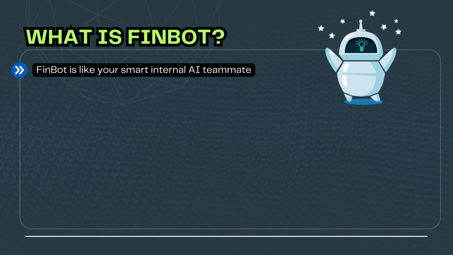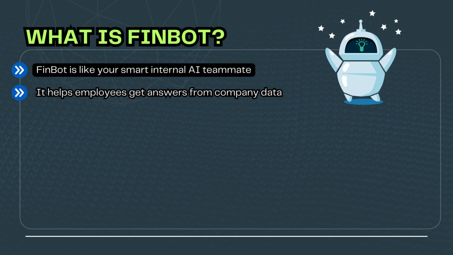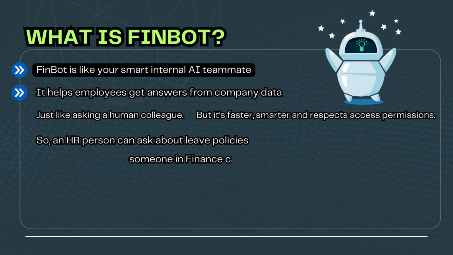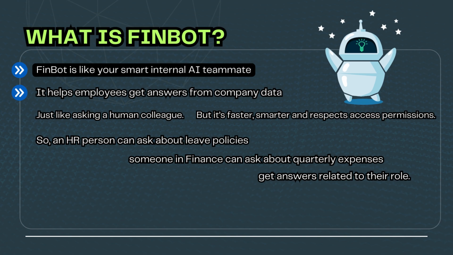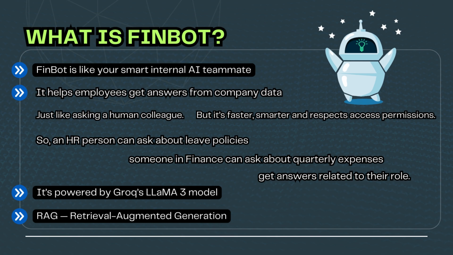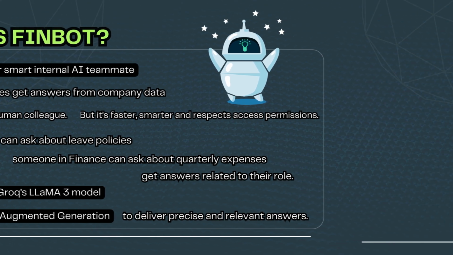FinBot is like your smart internal AI teammate. It helps employees get answers from company data just like asking a human colleague. But it's faster, smarter, and respects access permission. So, an HR person can ask about leave policies and someone in finance can ask about quarterly expenses. But they will only get answers related to their role. It's powered by Groq LLaMA3 model and uses RAG, that is Retrieval-Augmented Generation, to deliver precise and relevant answers.